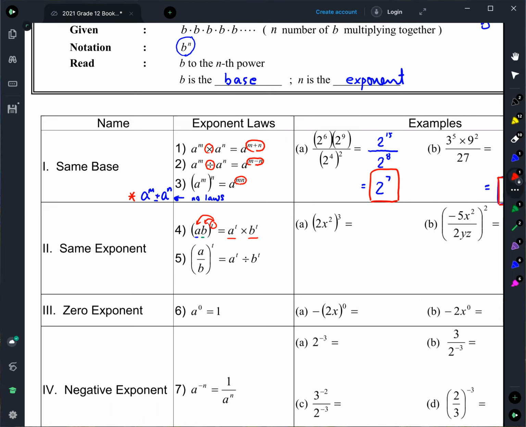Just like the first group. So if inside you have A divided by B, then the exponent on the outside will go into both of them. Okay, and make sure they are all in brackets.